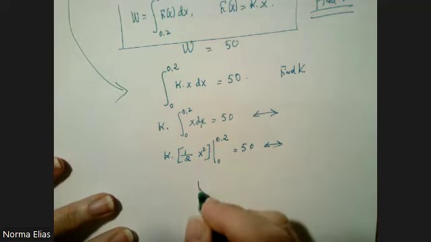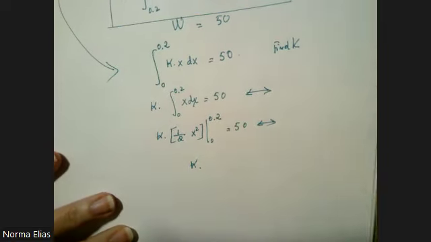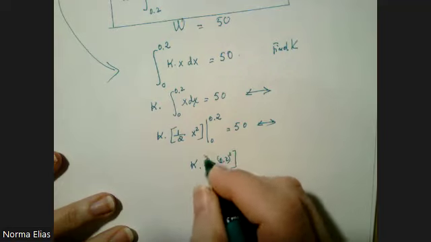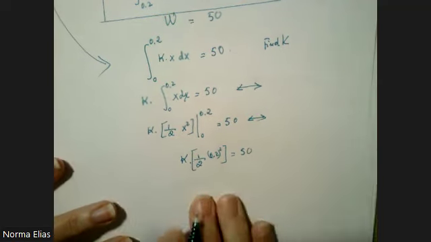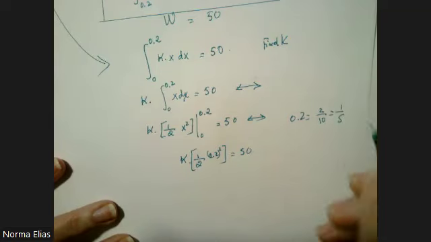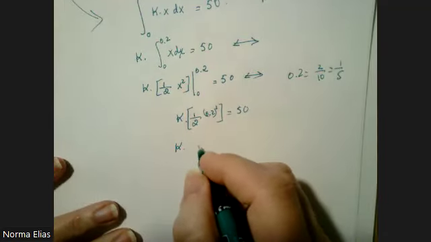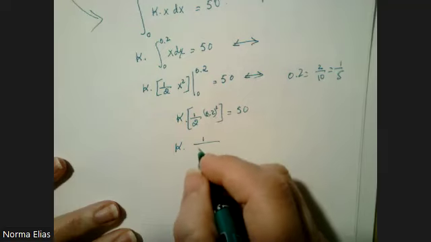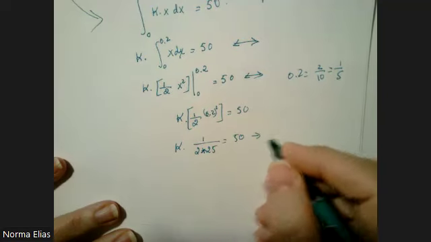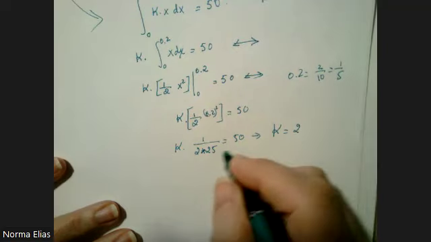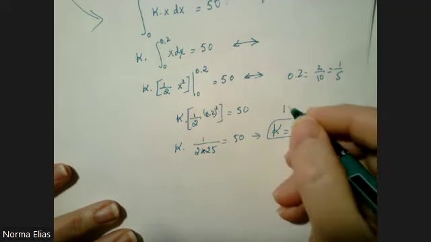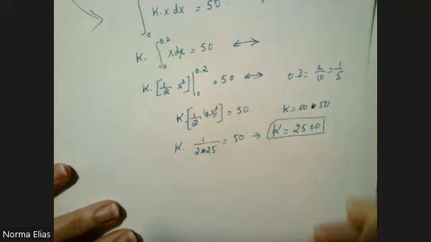So it means k times 1/2 times 0.2 squared equals 50. Now what's 0.2? 0.2 is 2/10, which means it is 1/5. So this tells me k times 1 over 2 times 1/25 is equal to 50. It means k is 50 times 50, which is 2,500.